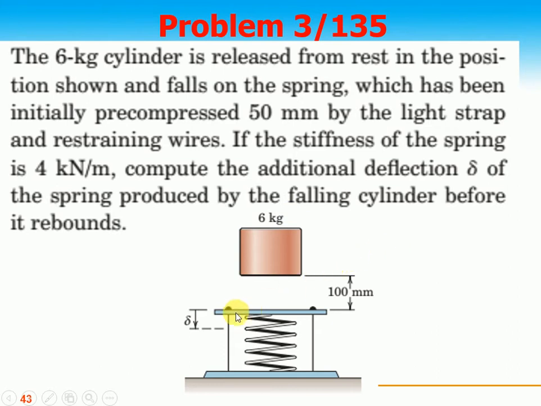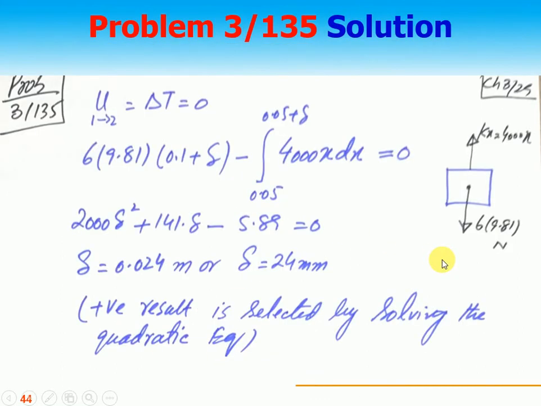This strap basically compressed the spring by 50 millimeters. Now when this 6 kilogram block strikes this plate, of course the spring will further deflect. We need to find this deflection when the 6 kilogram weight strikes the spring from a height of 100 millimeters. So again, the change in potential energy is converted into the work done, or you can say the work done is in kinetic energy.